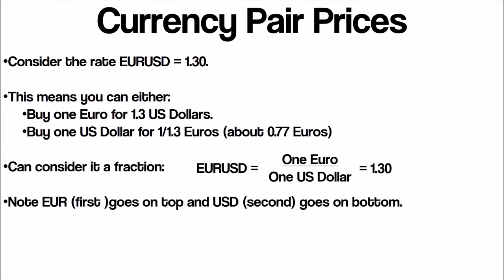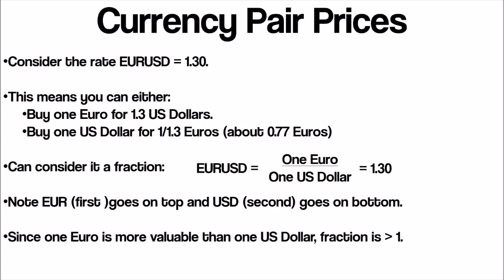When it comes to writing out this fraction, you always put the first currency on the top and the second one on the bottom. If you think about this for a second, you can see why this makes sense, because the euro is more valuable than the US dollar, because as you see above, it takes 1.3 US dollars to buy €1. So the euro is more valuable than the dollar, which means if you have a fraction of euros over dollars, you'd expect the fraction to be greater than 1.